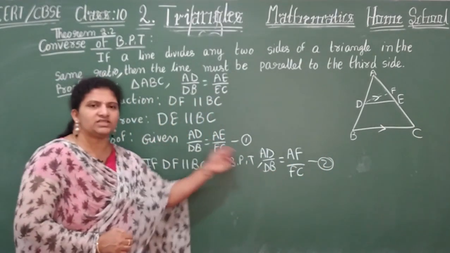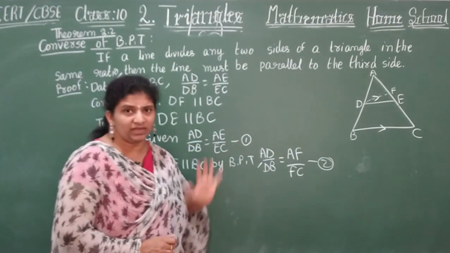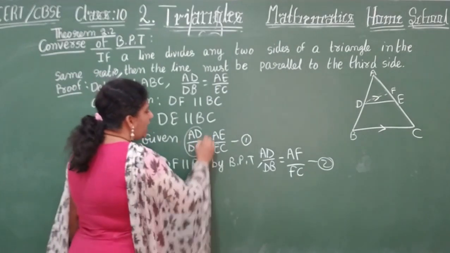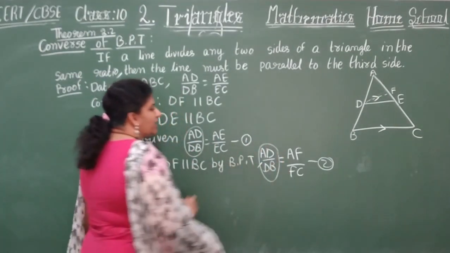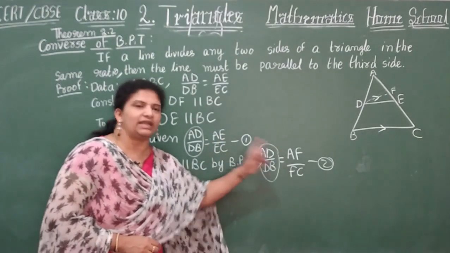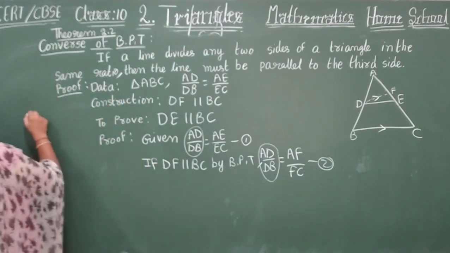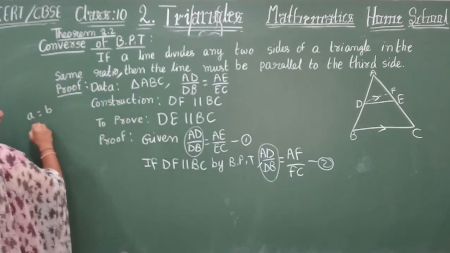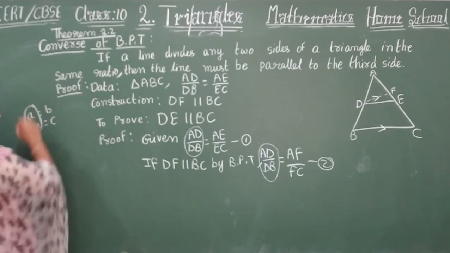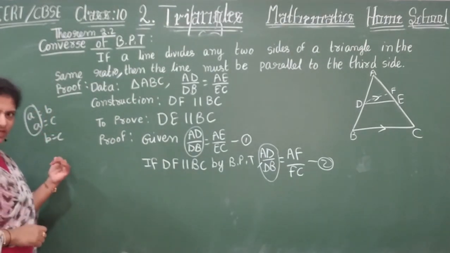Now observe the two equations here, children. What can you say? AD by DB is common. So when you are equating, these two are equal. If they are equal, what can you say? These two you can directly equate. Do you know this technique? What is that? Suppose A equals B and A equals C, then these two are equal. Directly you can write B equals C. Do you know this? Right?